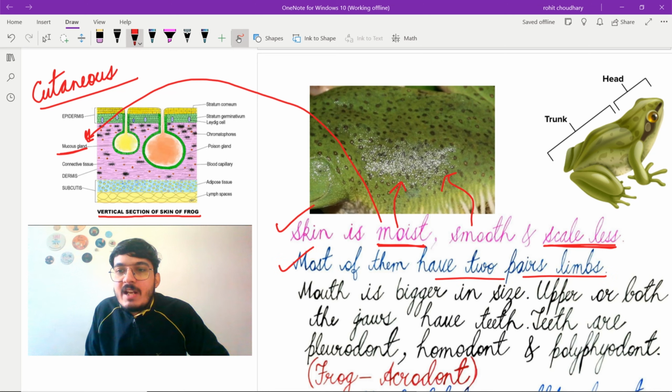Two pairs of limbs are present, as we can see, one pair of forelimbs and another pair of hind limbs. The other forelimb is hidden behind, and the other hind limb is hidden behind. The forelimbs are smaller than hind limbs, and these hind limbs have webbed feet. These are the webbed feet present.